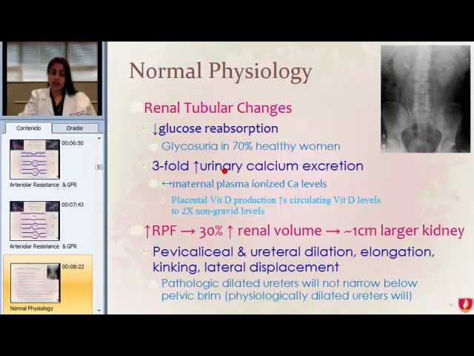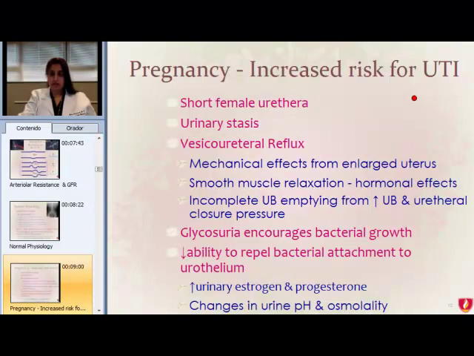The other physiologic change that occurs is in the renal tubules, where there is decreased glucose reabsorption and results in glycosuria in 70% of healthy women. There is also a threefold increase in urinary calcium, and to maintain normal plasma levels, the placenta produces increased vitamin D levels. There is also pelvic dilatation in pregnancy, and this starts as early as 6 weeks and peaks around 20 to 22 weeks.